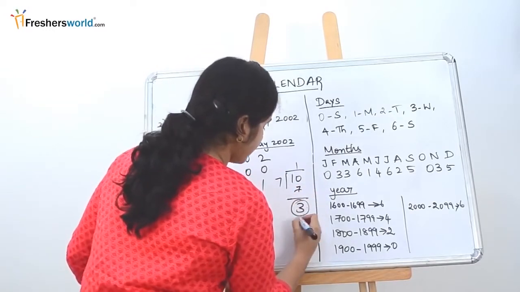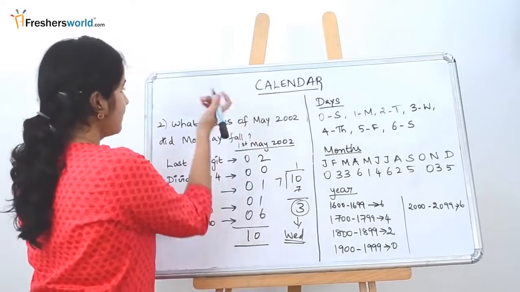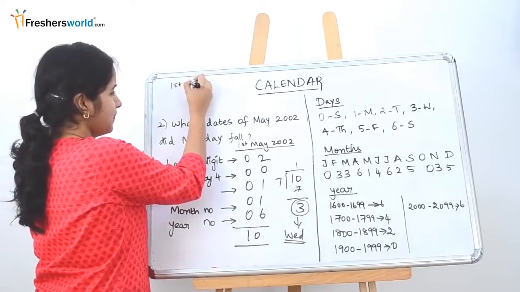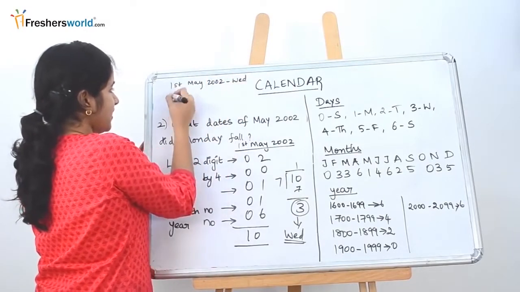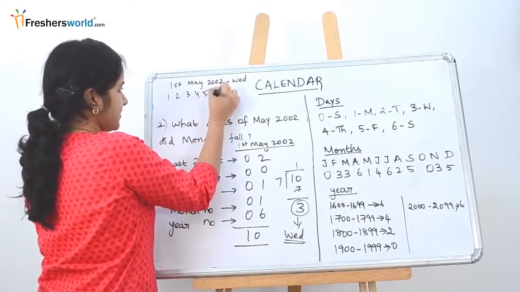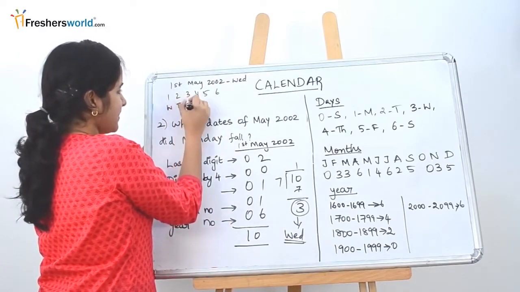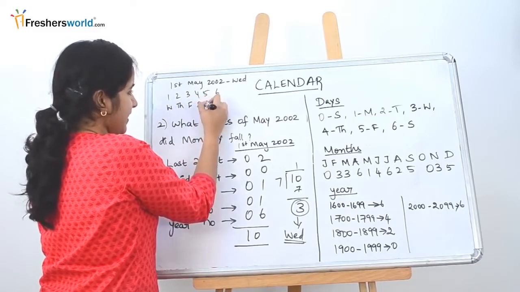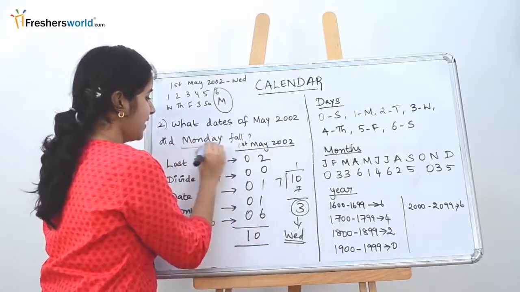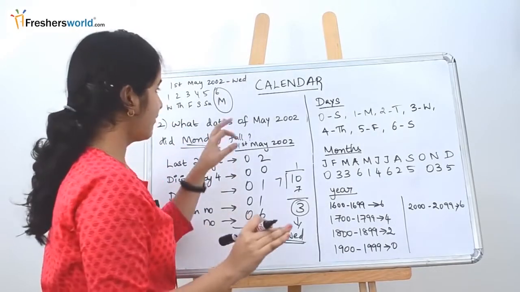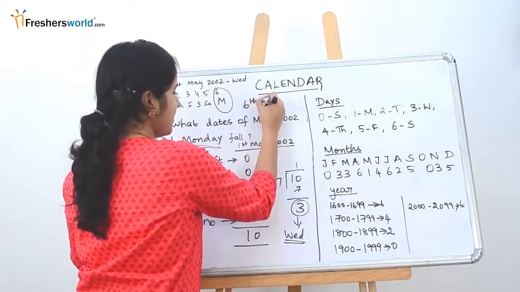So the remainder is 3, which we know is Wednesday. So 1st May 2002 falls on a Wednesday. So 1st, 2nd, 3rd, 4th, 5th, 6th, for example. So 1st falls on a Wednesday, 2nd is on Thursday, 3rd is on Friday, Saturday, Sunday, and the 6th is on Monday. The question they have asked for is Monday. So the first Monday in May falls on the 6th. So we know that the 6th is definitely a Monday.